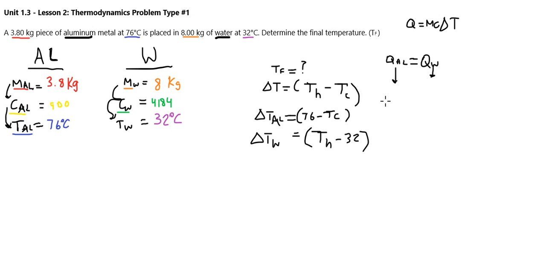So let's bring this down here. First we need to plug in the M of aluminum, because aluminum's on the left side. That is 3.8. That's what's in red up there. Multiply that by the C of aluminum. That is 900. Multiply that by delta T. It's not just 76, it's 76 minus TC.